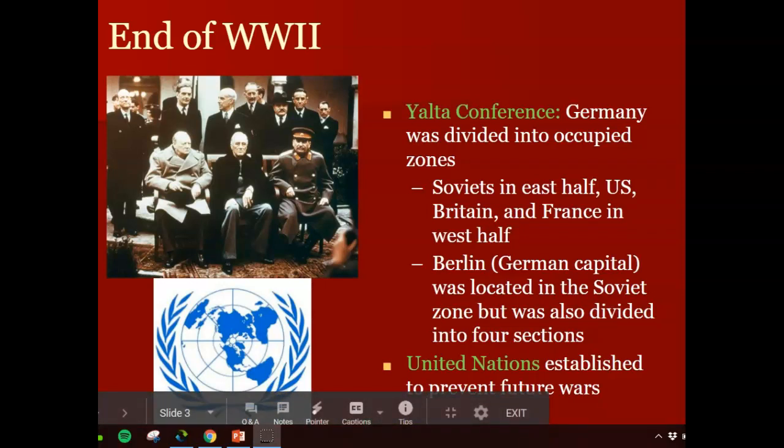Also, at the end of World War II, a United Nations was established to prevent wars from happening in the future. It's supposed to be a place where all of the countries throughout the world are represented, and where they can each have their own say in the General Assembly, and they try to negotiate their way through conflicts so that war doesn't happen.